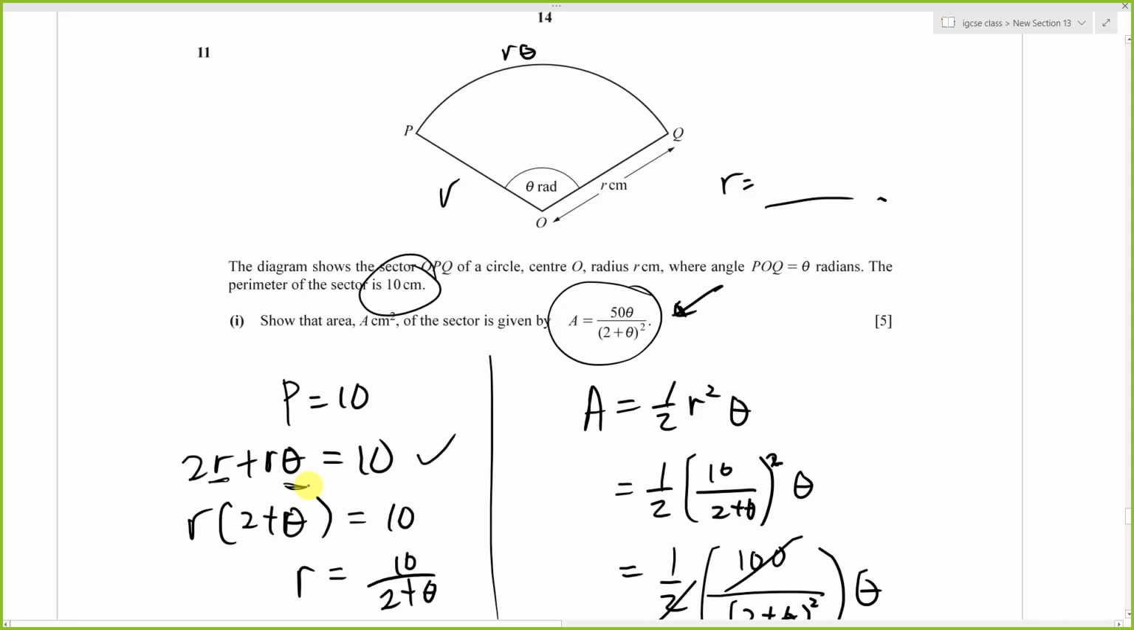So how to choose? You need to get back to the second equation given here. If the second equation given here is without r, then I already know I want to make r the subject. If this equation is without theta, then I will make theta the subject. Okay?